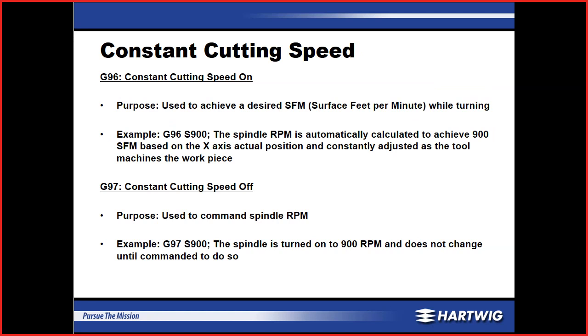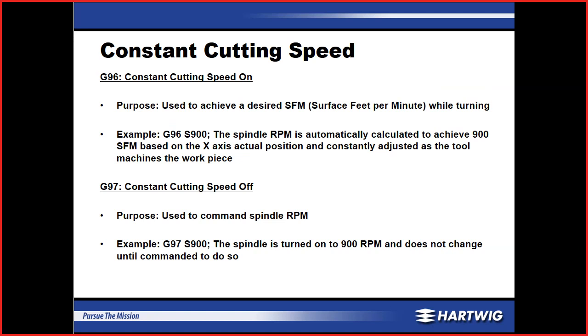Constant cutting speed. G96 is constant cutting speed on. This is used to achieve a desired surface feet per minute. So if we command G96 S900, the machine will reference the active actual position of the X-axis, accounting for our tool offset, and adjust the RPM automatically to achieve 900 surface feet per minute traveling over the tool tip as the machine runs.